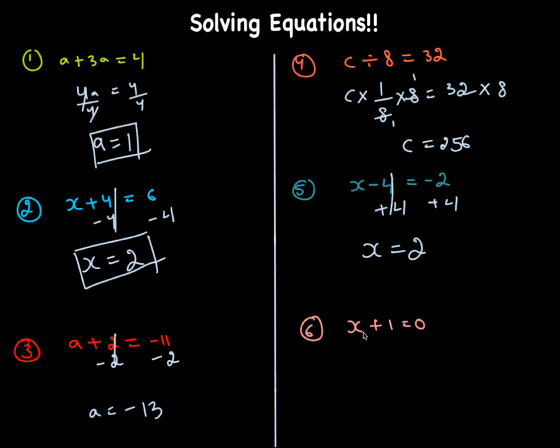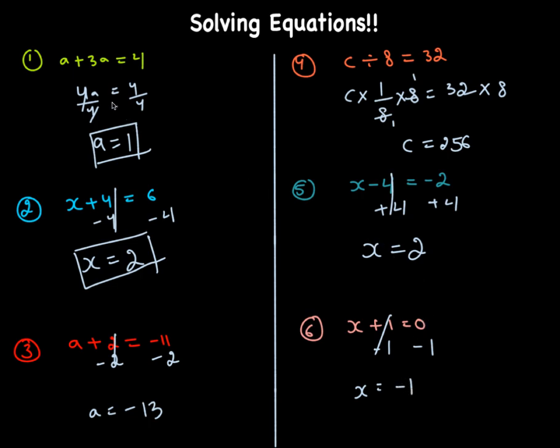Okay, let's do one more problem. This one is x plus 1 is equal to 0. We want to get rid of this 1 and just find x. If I subtract 1 here, this will cancel out, so x will be equal to negative 1.